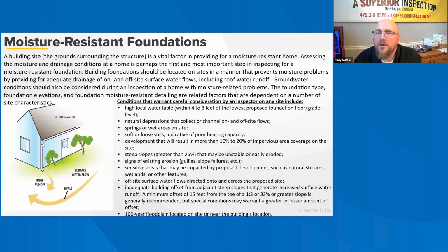All right, moisture resistant foundations. So many sites, when talking about building sites, many sites are considered normal and fall within standard conditions addressed in the residential building code.